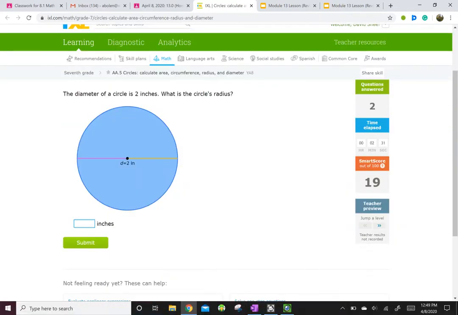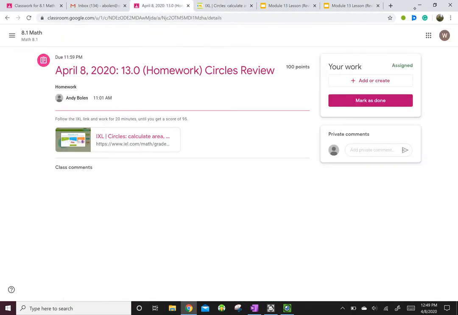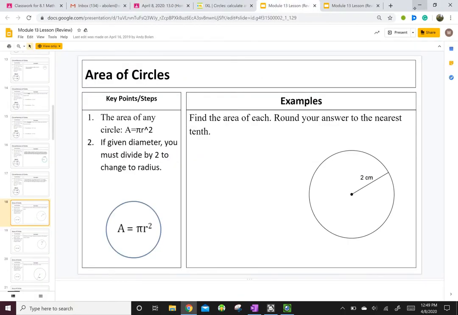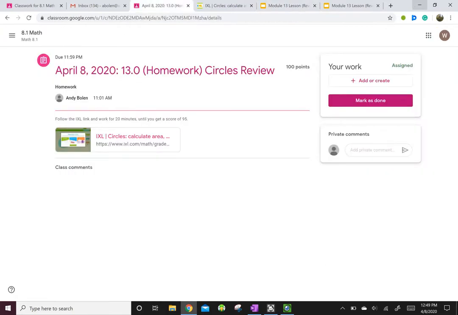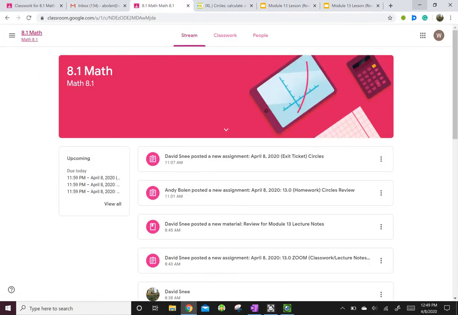Then we opened it up. Everyone worked on their IXL links, and if we had questions, we worked on them together. Okay, so you should work on that for 20 minutes or until you get a score of 95 using the formulas that are given in the class notes right here. Then you're back into your assignments.